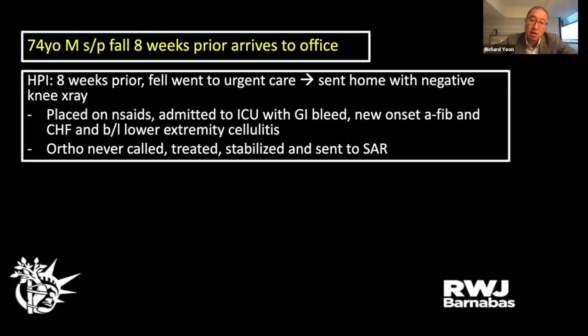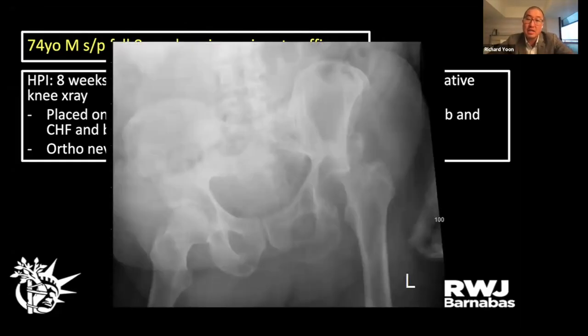He actually went to the ER, got admitted to the ICU with a GI bleed, got diagnosed with new onset AFib, CHF exacerbation, and bilateral lower extremity cellulitis. Ortho was never called. He was treated for everything, stabilized, and sent to a subacute. That's when he showed up to my office. And he was short and in pain. Instead of getting another knee x-ray, we got a pelvis, and this is where he sat.